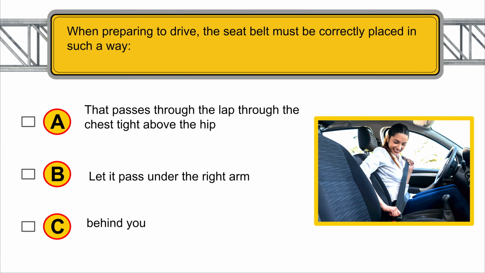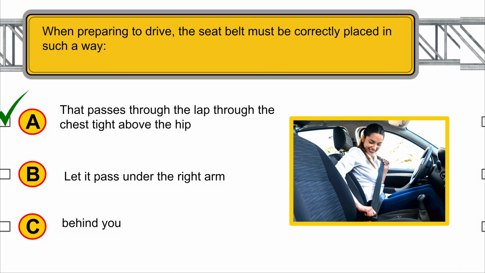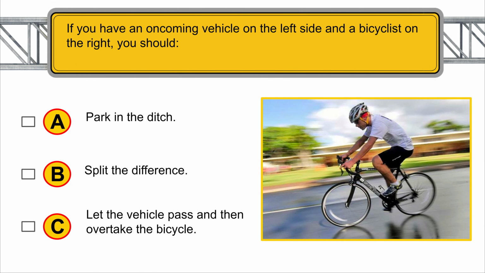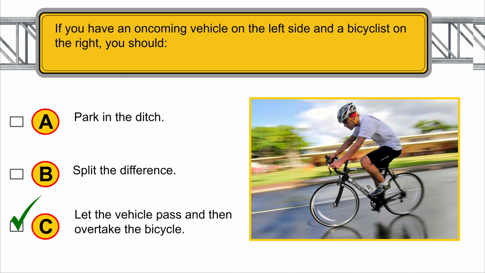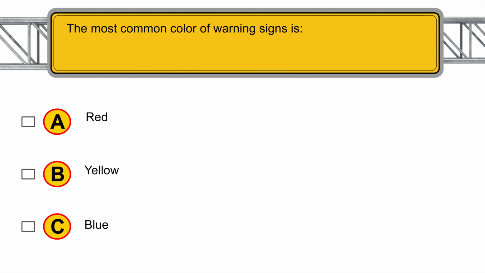When preparing to drive, the seatbelt must be correctly placed so that it passes across the lap, across the chest, tight above the hip. If you have an oncoming vehicle on the left side and a bicyclist on the right, you should let the vehicle pass, then overtake the bicycle. The most common color of warning signs is yellow.